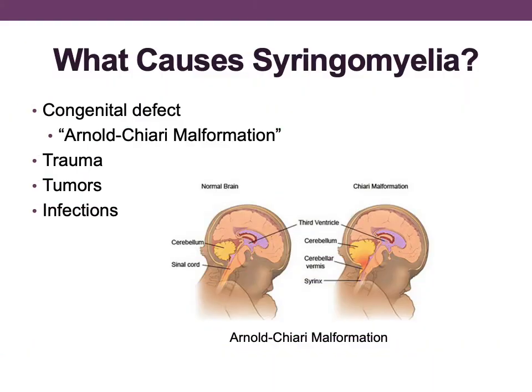What causes syringomyelia? There's a number of things that can cause it. A very common cause is a congenital defect called Arnold-Chiari malformation. It can also be caused by trauma, tumors, or infection.